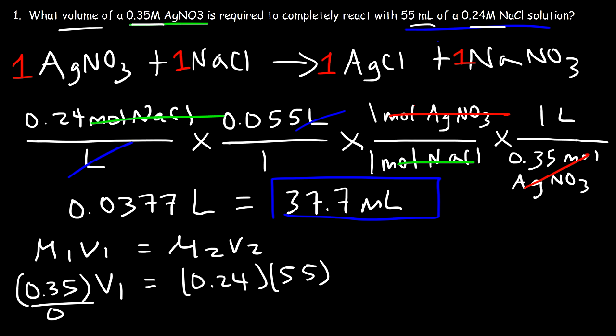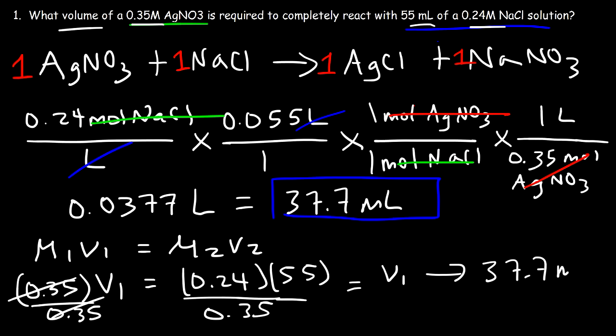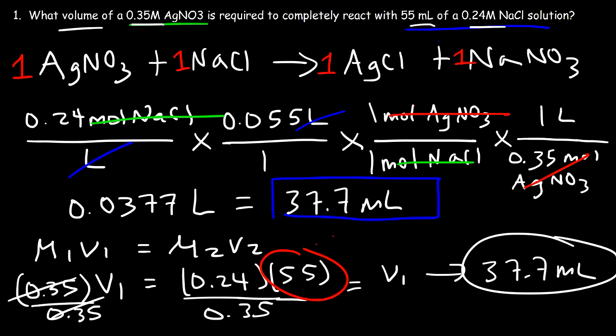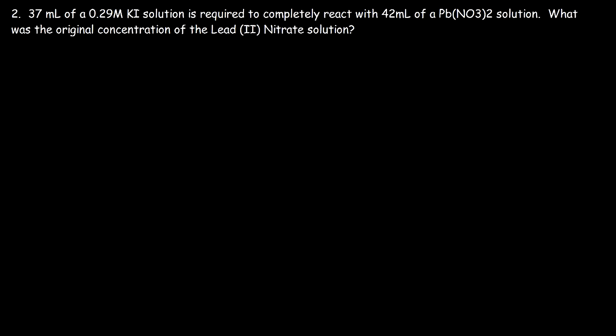So all we got to do is divide both sides by 0.35. V1 is going to be equal to 0.24 times 55 divided by 0.35. And so this will give you the same answer, 37.7 milliliters. Now it's important to understand that if V2 is in milliliters, V1 is going to be in milliliters as well.